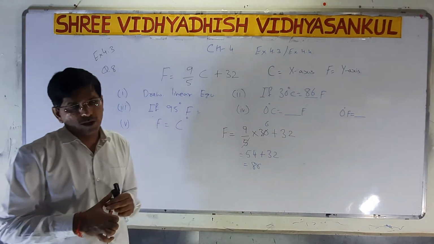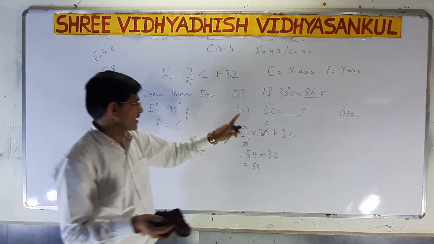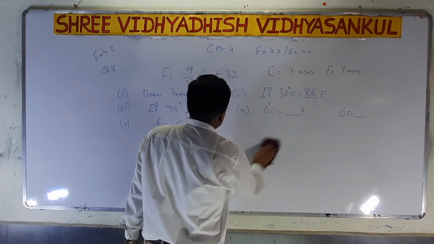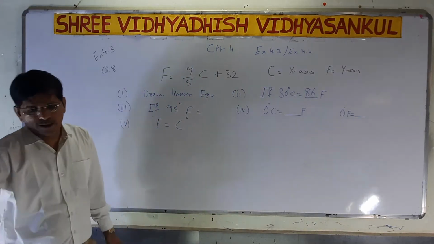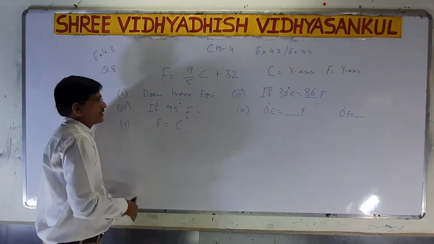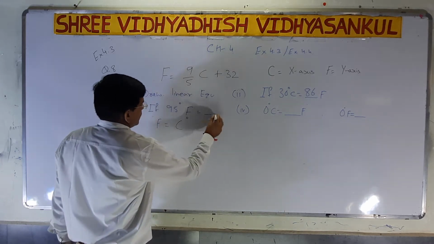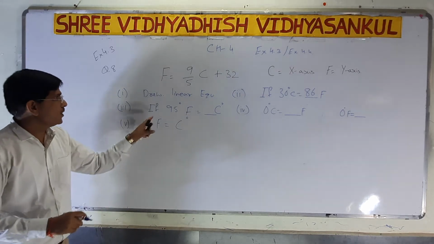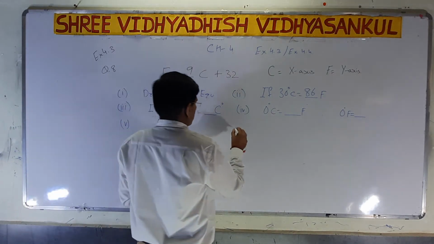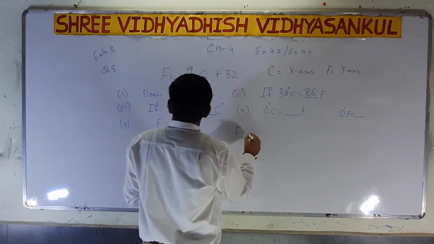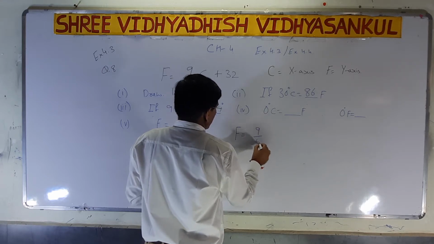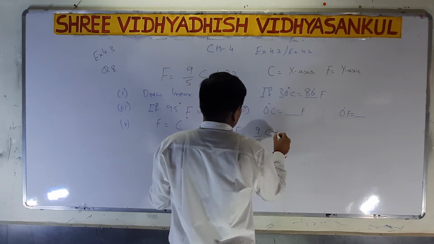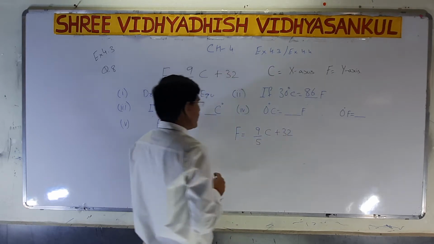So Fahrenheit is 86. That we have got. So first, we have already completed the equation. Second sum, already completed. Now the third sum: if Fahrenheit is given, then we have to convert into Celsius. So again we write the equation, F is equal to 9 upon 5 C plus 32.